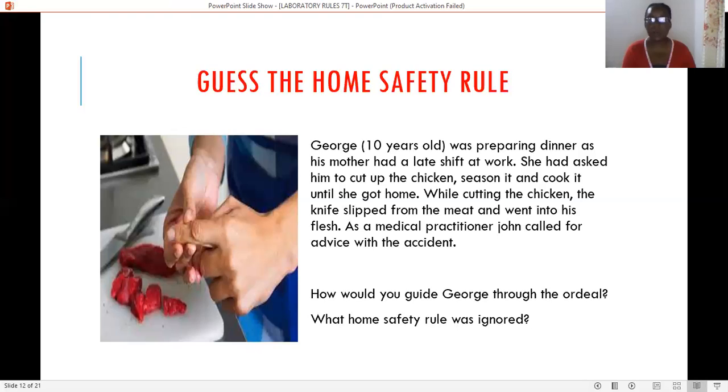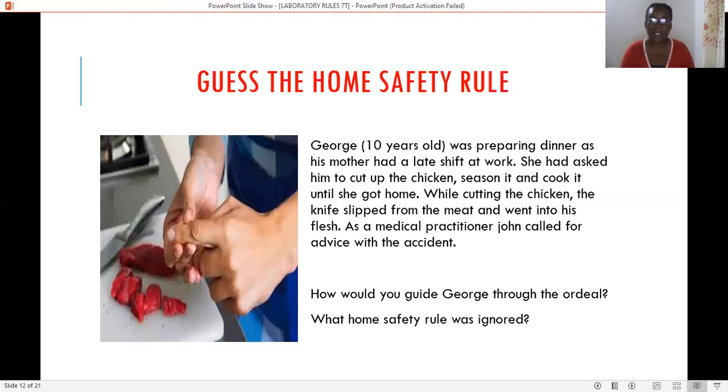So the first thing I want to point out is that parents are not supposed to be leaving the child or such a young child at home by themselves or tell them to be going in the kitchen cooking. So that's a no-no right there. And also the safety rule that was ignored: the child was handling a sharp object, the knife, and was in the kitchen, as I said. So we have answered that question right away.